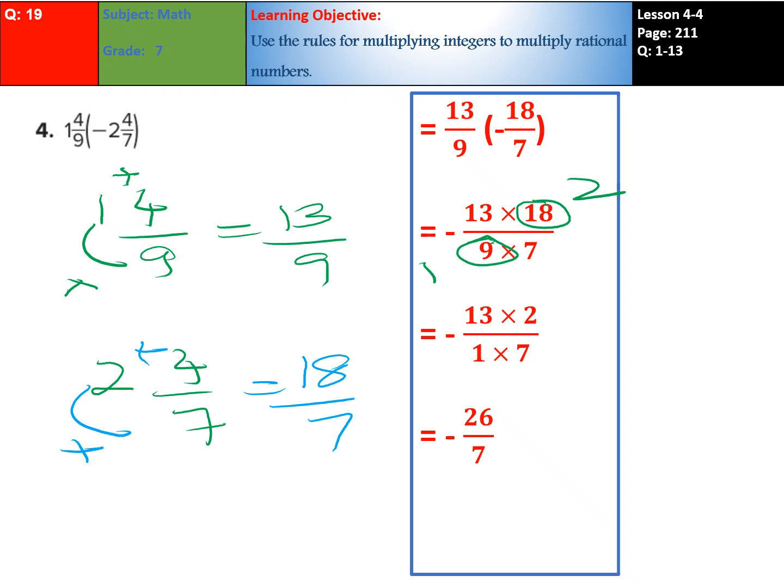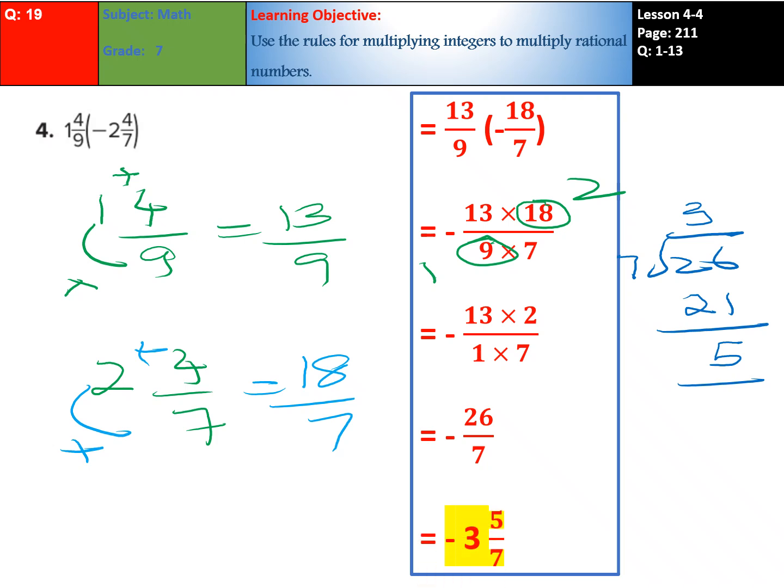Now we have improper fraction. We will keep 26 inside, divide by 7. 7 3 times 21, and what is left? 5. So we will start from here. 3 whole 5/7. That is our answer.